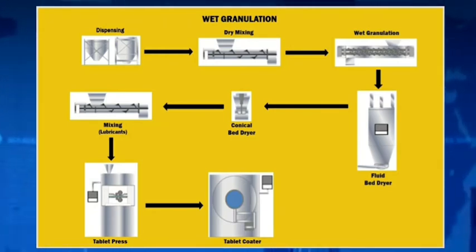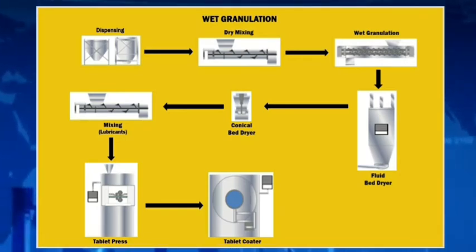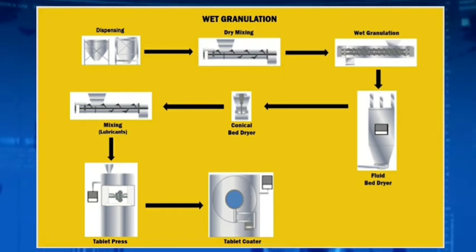Now these are passed through the 6 to 12 size mesh. Once these are done, drying of these moist granules is carried out. Sizing of the granulations by dry screening using 14 to 20 mesh is done after this. Once we have the desired size granules, the mixing of these dried granules with the lubricant and disintegrants is carried out. Once you have this, the compression of these granules into tablets is done.